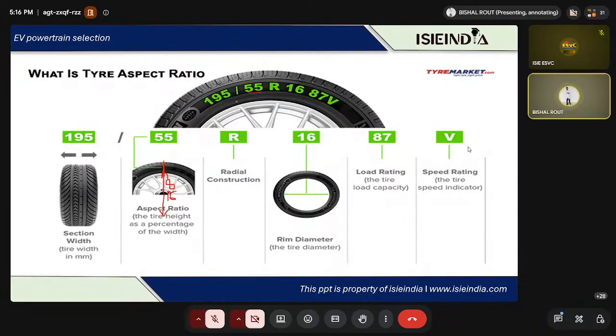It is 55% of 195. So what is 55% of 195? Let us calculate. Let me calculate on my mobile. 195 multiplied by 55%, you will get 107.25. So 107.25 plus 8, you are going to get 115.25. So 115.25 is nothing but the radius of that particular tire, right?